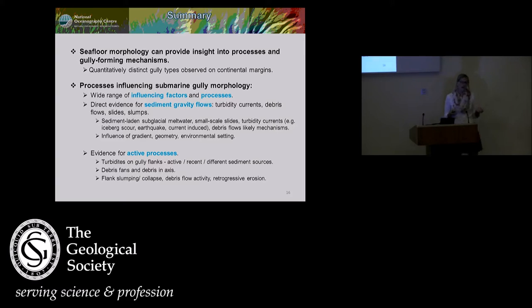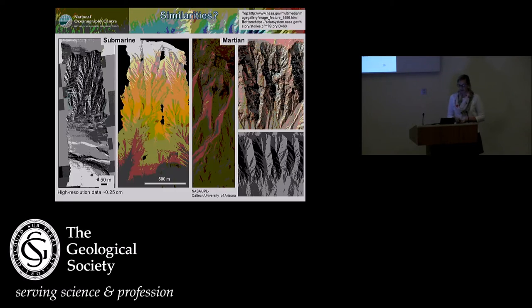We also find evidence that the processes are quite likely to be active. For example, we find turbidite deposits, we find debris fans, and we see active slumping of the gully margins. And I'll leave you with this last slide. These are some more of the data that we collected from the recent cruise a couple of months ago.